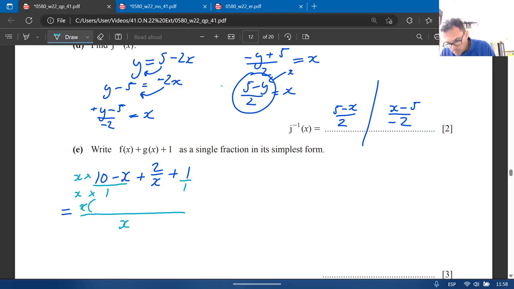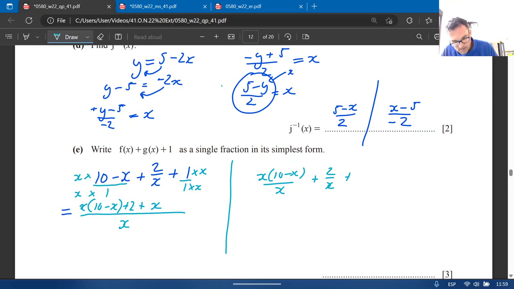So it would be x times (10 minus x). Okay. Then there's a plus 2. It's already over x, so we don't have to do anything with that fraction. Keep it as it is. And here we do the same. Multiply the top and the bottom by the same number. 1 times x is x. See? If you want, you can imagine it being like this, right? So what we're doing is, we multiply the top and the bottom there with x. We leave that one the way it is. And x over x, of course, is the same as 1. Okay, same thing. So now we've got everything with the same denominator.